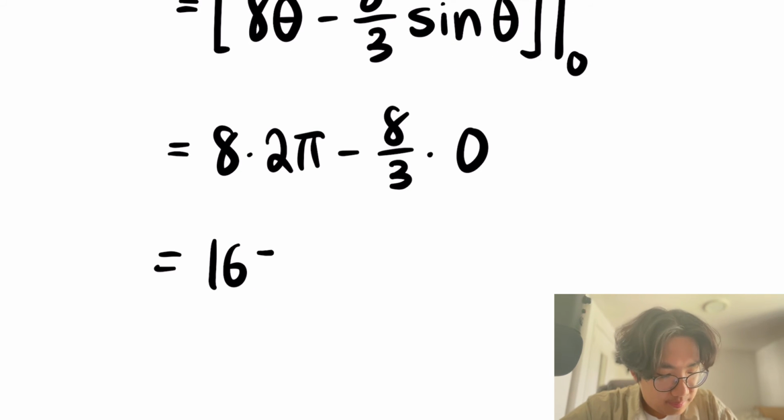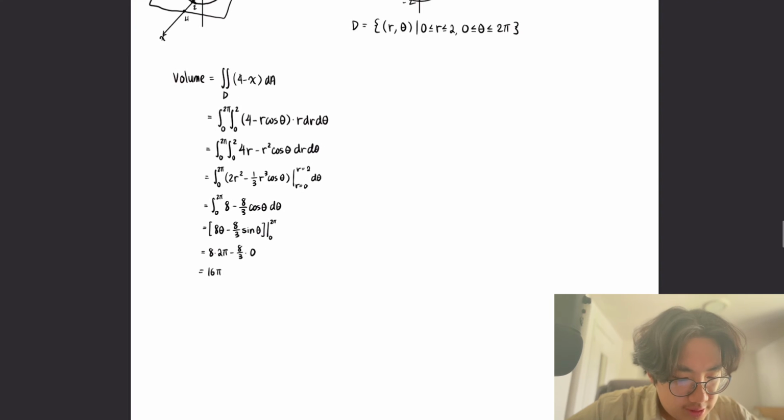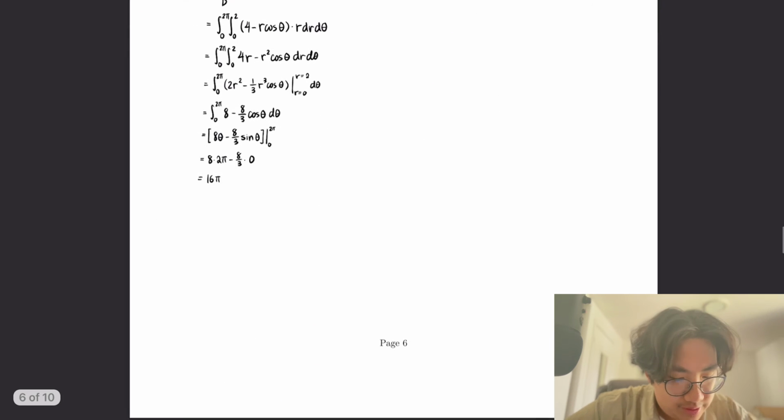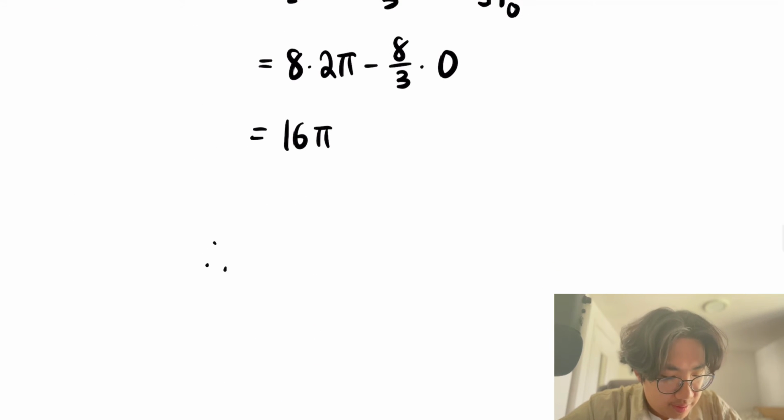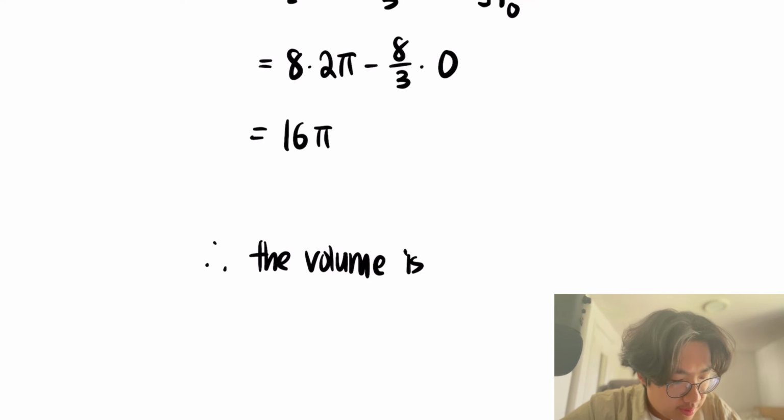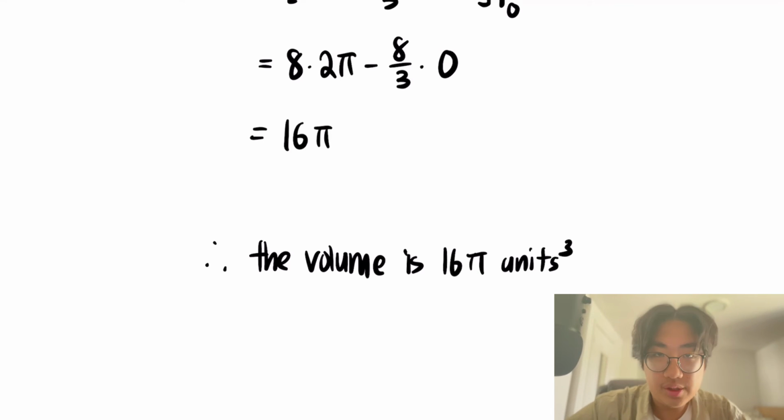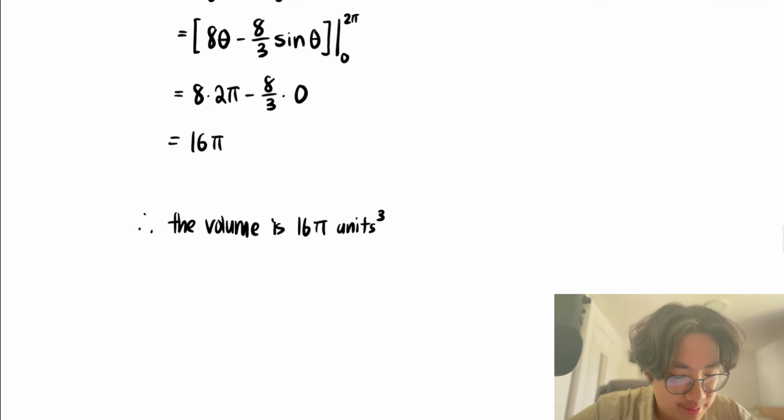I'll rewrite this a bit. For this, you don't really need to write a conclusion, but you can just say, like, therefore, the volume is 16 pi. You can say units cubed. Of course, they didn't even give you a unit, so you don't really need this, but that's if you do want to include an answer statement.